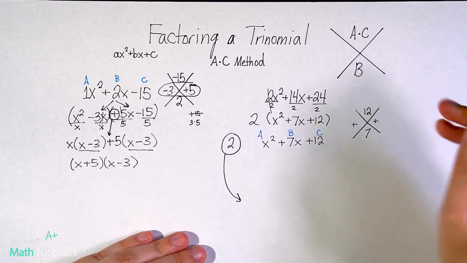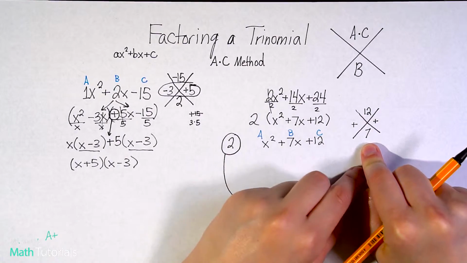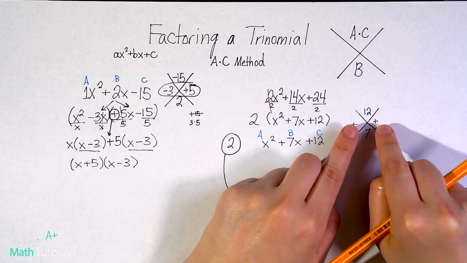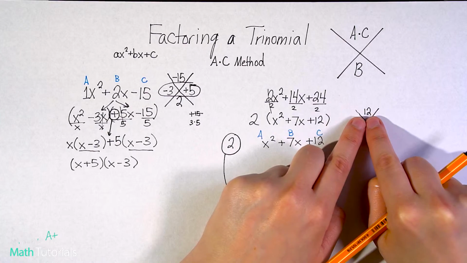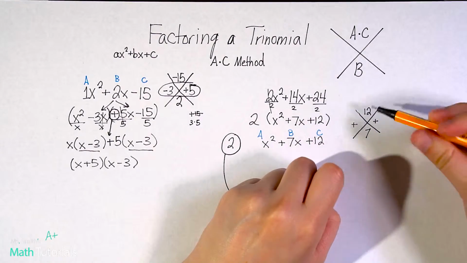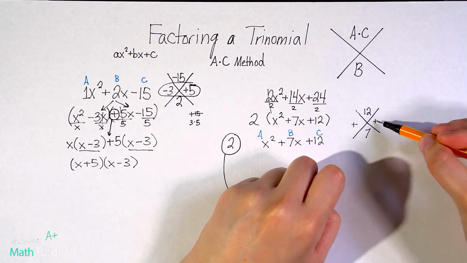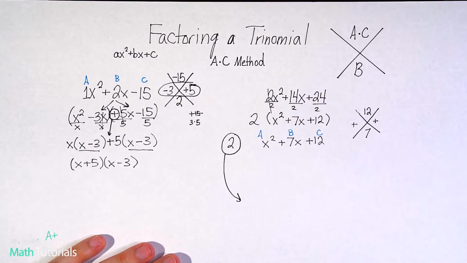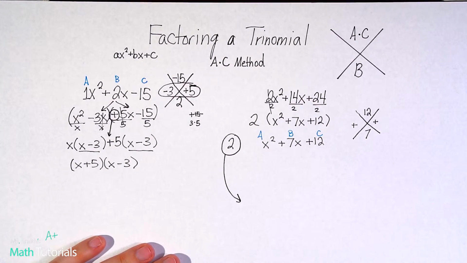But if this 7 was negative, then both of these would be negative. So I would be multiplying 2 negatives to get a positive, adding 2 negatives to get a negative, okay? But when these are both positive, these are both going to be positive, okay? You kind of got to get the hang of that with the signs, but again, practice makes perfect.